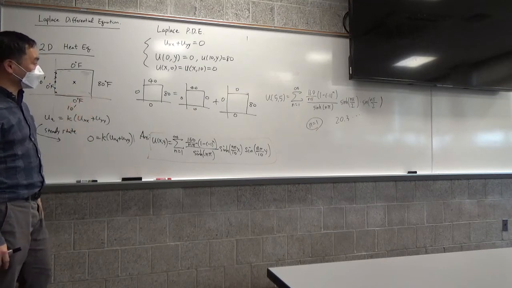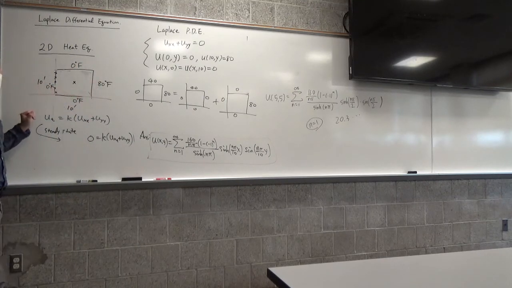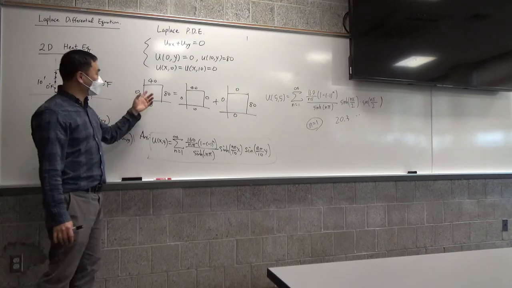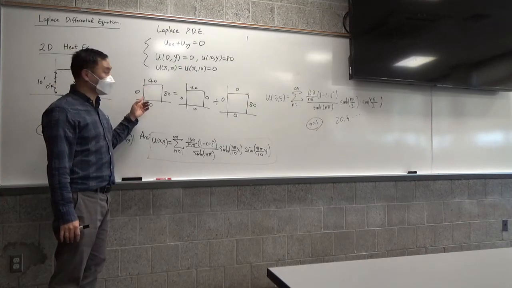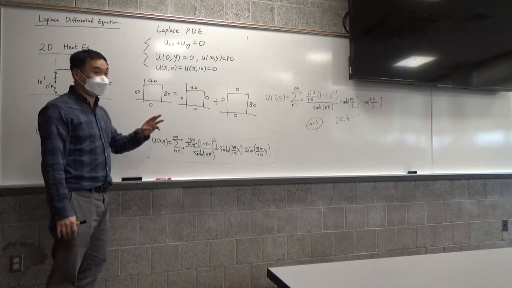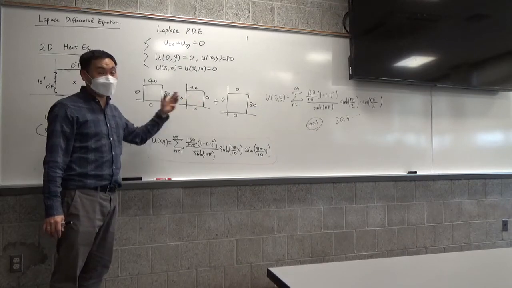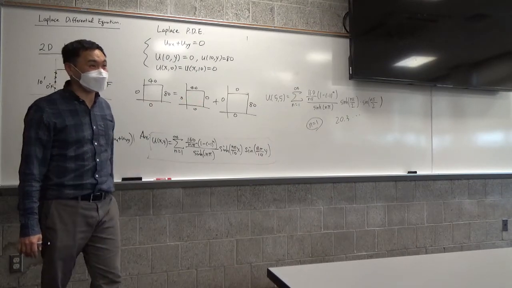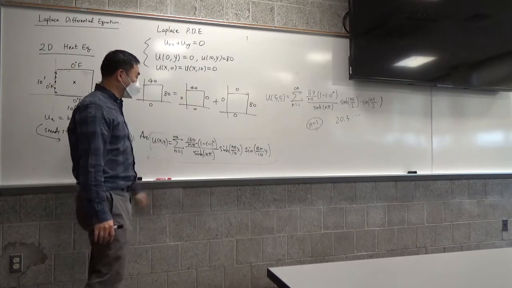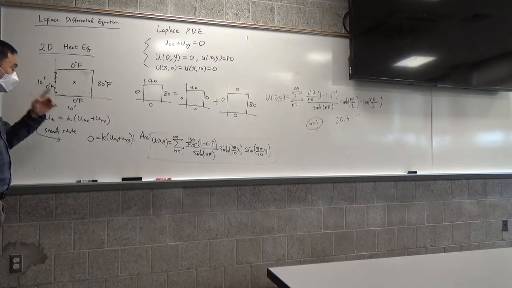So I'm trying to say that in general, if you have various boundary conditions, what you need to do is break up the Laplace equation into different boundary conditions with at least three sides being zero. That way you can solve it. If you don't have it, then it becomes harder to track. So you really want it that way. So that's what I want to say first.